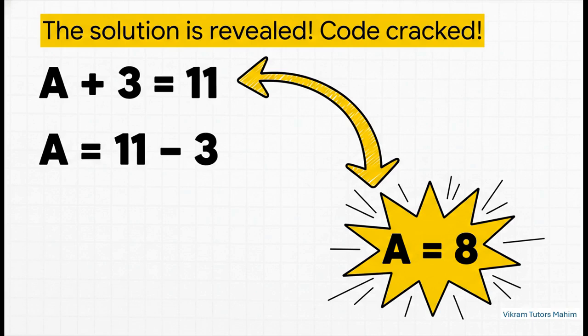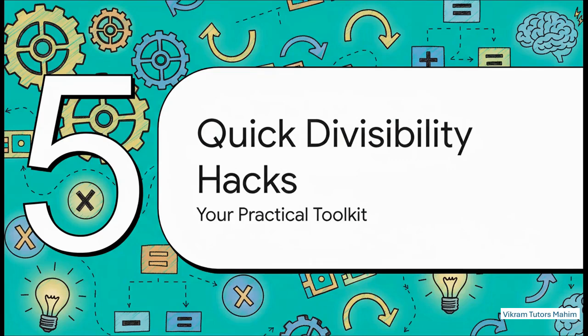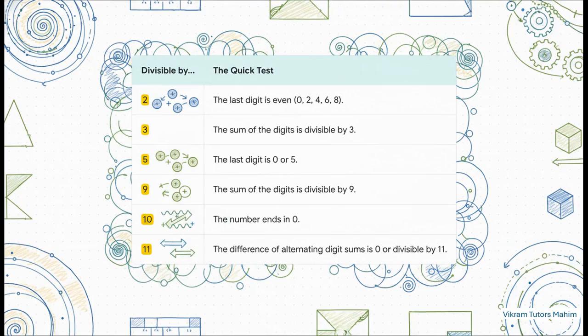Pretty satisfying, right? Okay, before we finish up, I want to leave you with a really practical toolkit. These are super simple tests you can use to see if a number is divisible by another one, without actually doing any long division. They are fantastic mental math shortcuts. So here's your cheat sheet. Now, you probably know a lot of these already. Checking for divisibility by 2, 5, or 10 is easy. But look at the rules for 3 and 9. It says to just add up the digits.